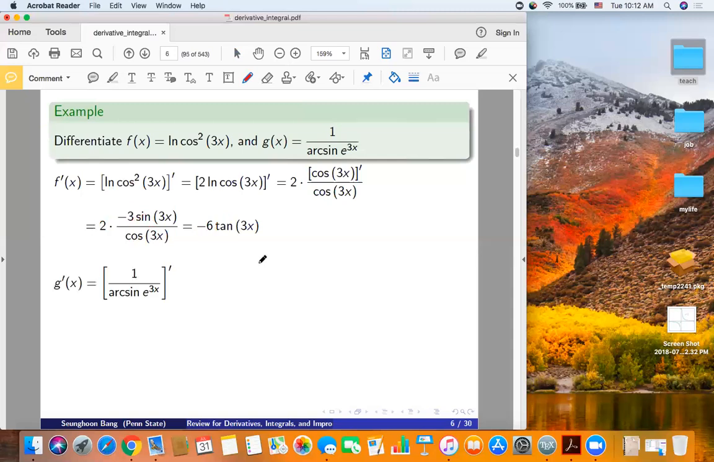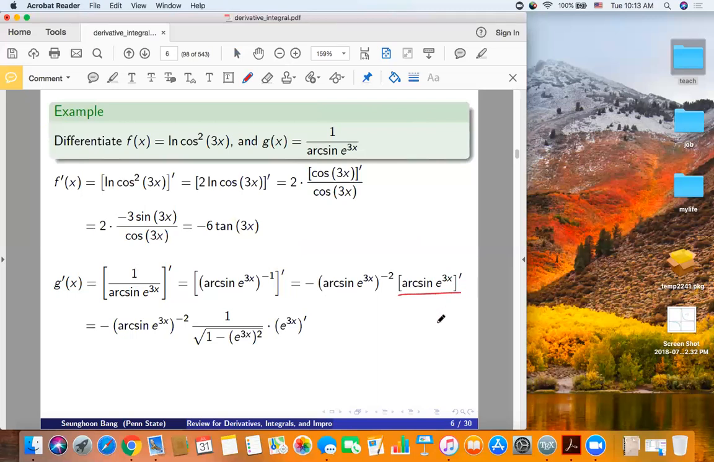Now g prime of x: 1 over arc sine e to the 3x, prime. You can change it to power form: arc sine of e to the 3x, to the minus 1, prime. You can use the power rule. The minus 1 comes down, arc sine of e to the 3x to the power minus 1 minus 1, which is negative 2, times the inner function prime, arc sine of e to the 3x prime. So next, you have to keep this one.